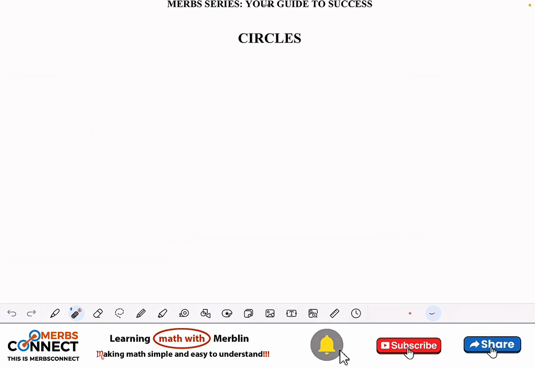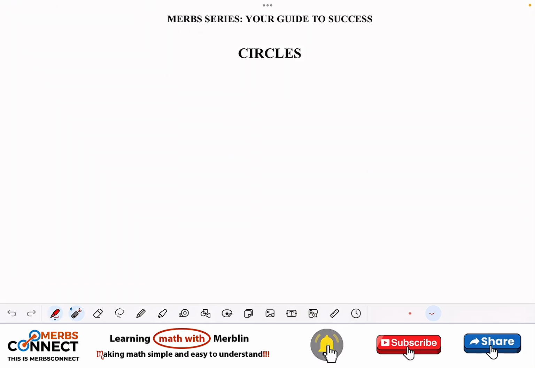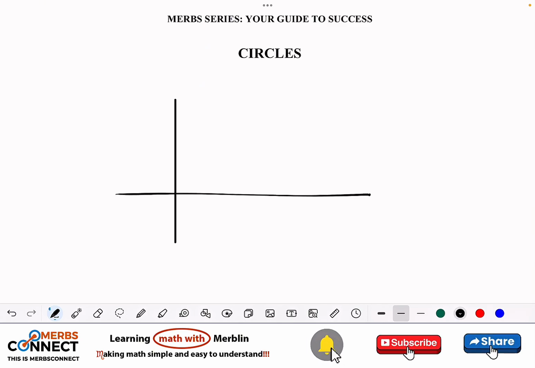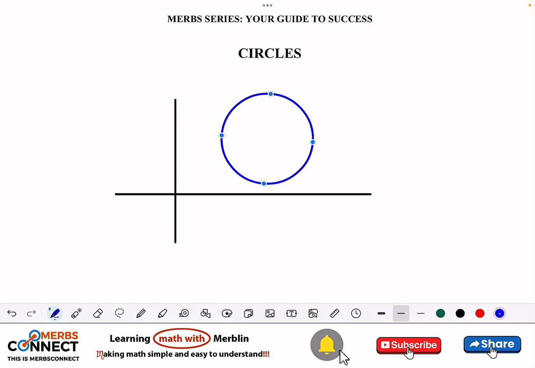All right, so let's start with circles. Let me assume that I have a circle, a big one. So this is my circle, which is very nice. And then let's assume that I have a center somewhere here. And then I have this line here, which is my radius.